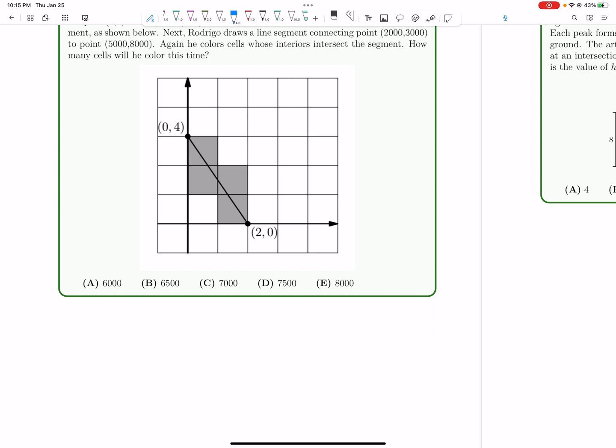We've got 2,000, 3,000. And I'm not going to draw a 2,000 by 3,000 grid. Sorry. But let's just get a rough sense. Like 2, 3 is roughly here. So let's say that's 2,000, 3,000. And then 5, 8, let's say somewhere here-ish.